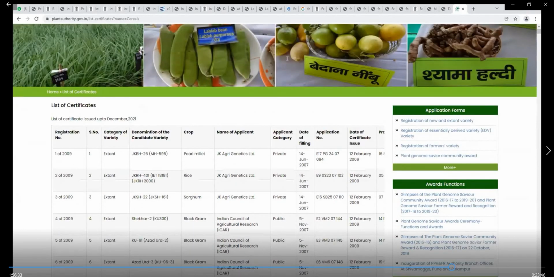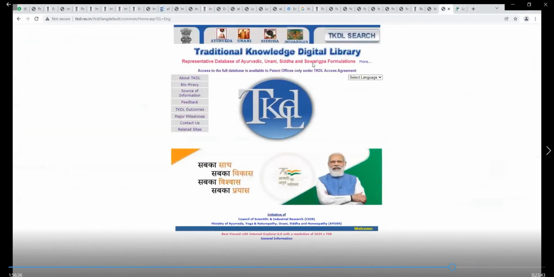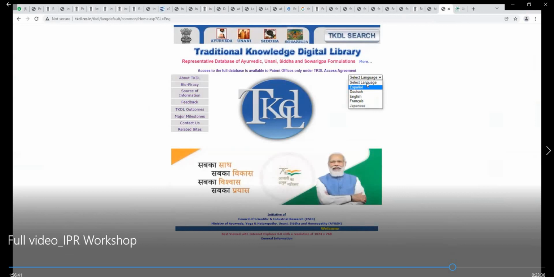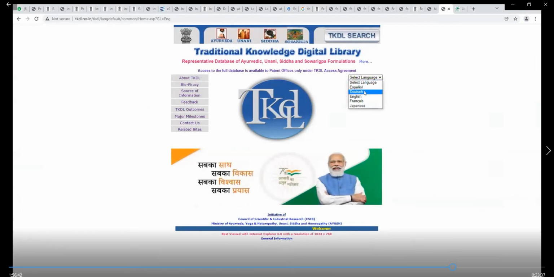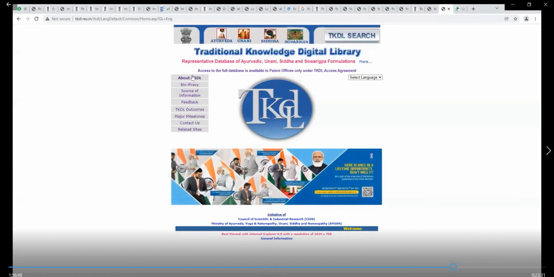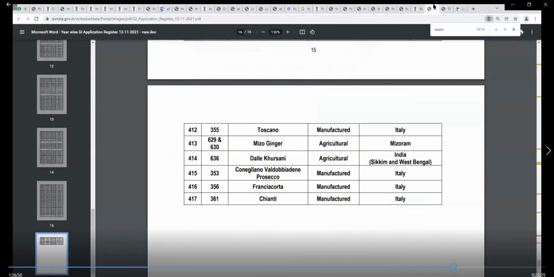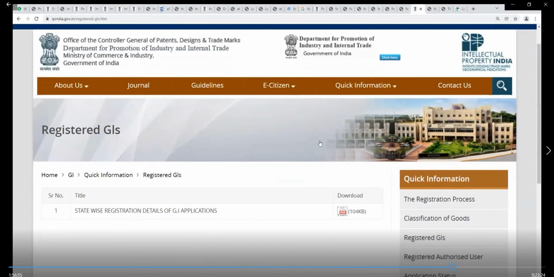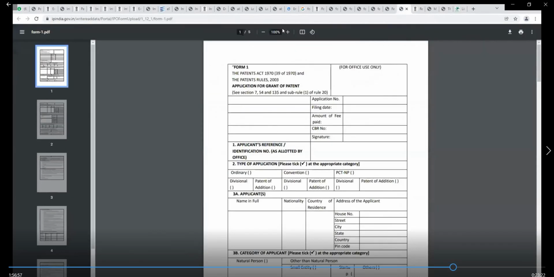So this is the traditional knowledge digital library, TKDL library. You can select the language. We have discussed 5 languages there. So if I select English, then I can go and search everything in English. Okay, so these are the things. Now this is the GI state-wise list. Everything is already there. So these are the form 1.